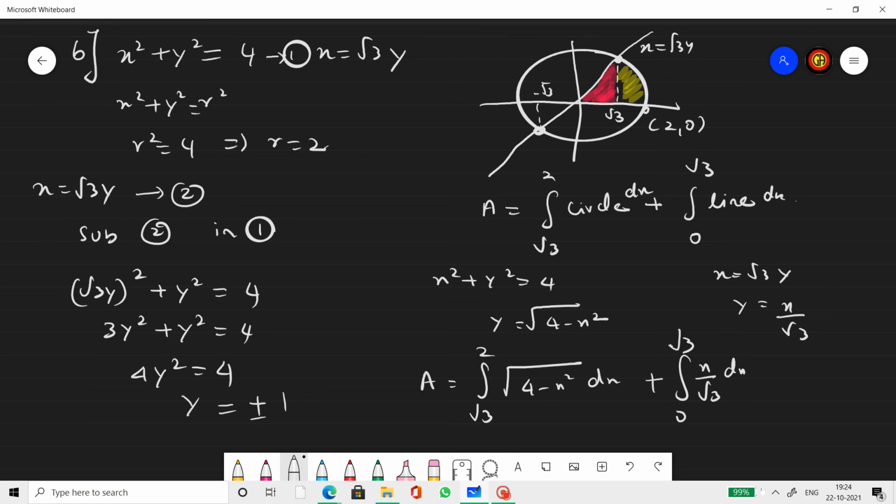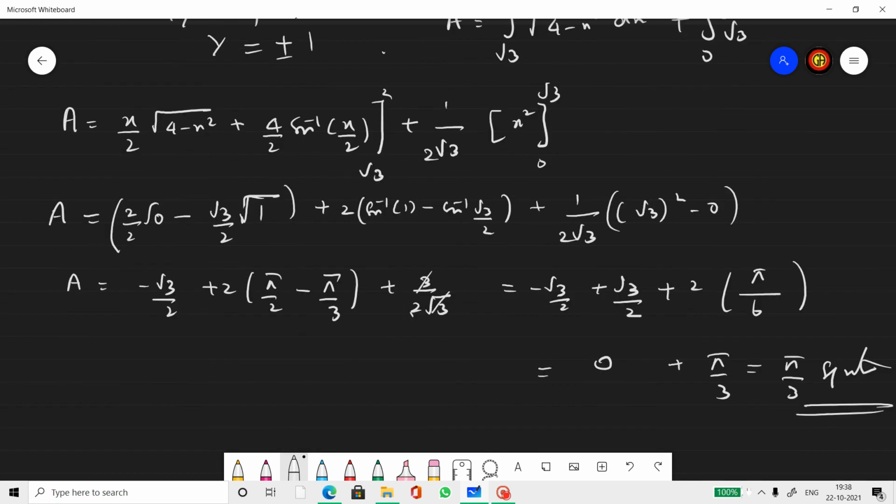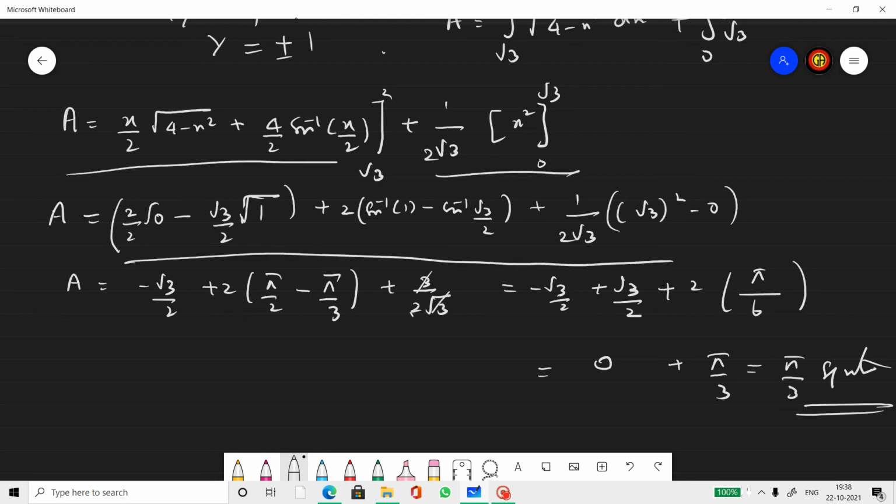Once you complete the integration, you add the areas and you get the answer. Here I've done the calculations as you see. I integrated the values and applied the limits, and I'm getting the answer as pi by 3. So check out the steps, you'll get the same answer.